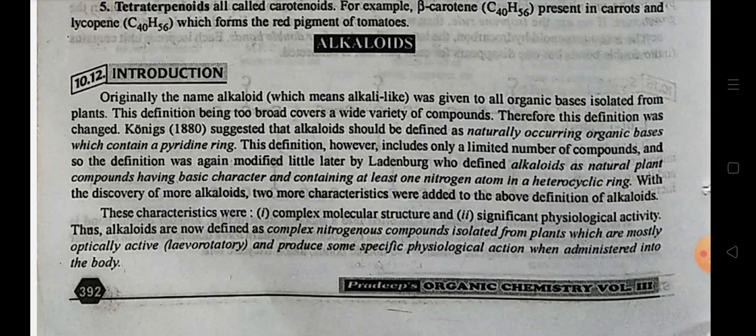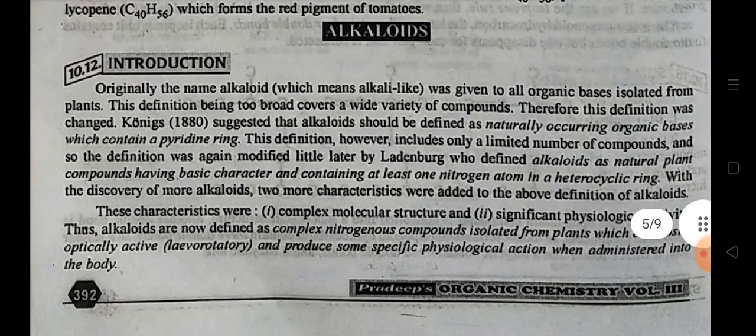Alkaloids. Introduction. Originally, the name alkaloids, which means alkali-like, was given to all organic bases isolated from plants. This definition, being too broad, covers a wide variety of compounds. Therefore, this definition was changed. Koenigs in 1880 suggested that alkaloids should be defined as naturally occurring organic bases which contain a pyridine ring. This definition, however, includes only a limited number of compounds, and so the definition was again modified a little later by Ladenburg, who defined alkaloids as natural plant compounds having basic character and containing at least one nitrogen atom in a heterocyclic ring.